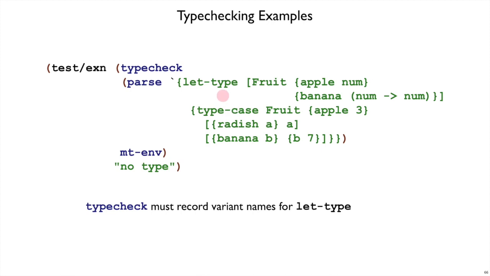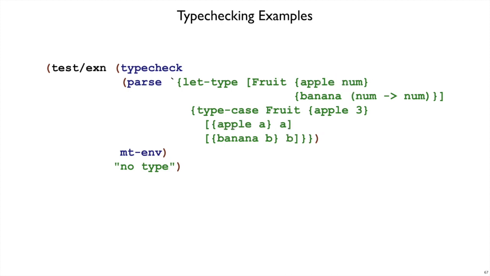So in type checking let type, we don't just need to type check the body, we need to put in the environment information about the type that is defined, like fruit. And that information needs to include what are the variants that are allowed and what are the types of those variants.